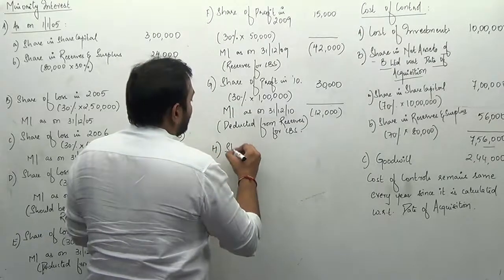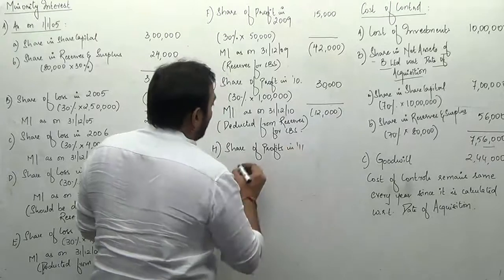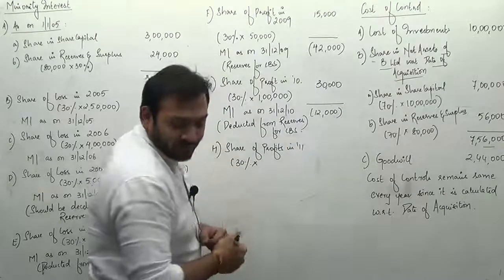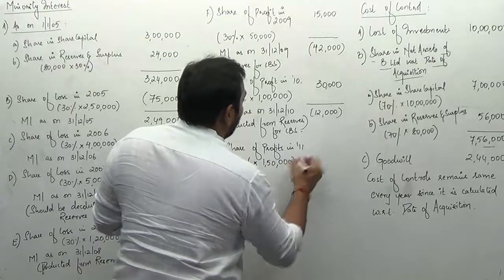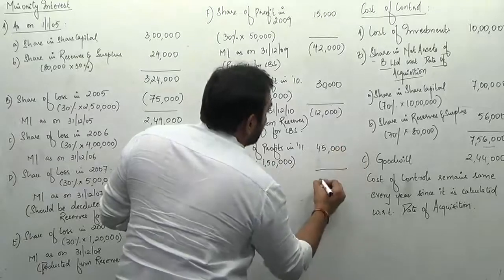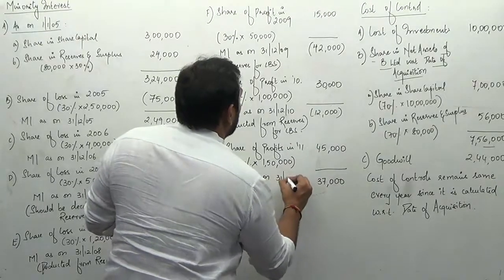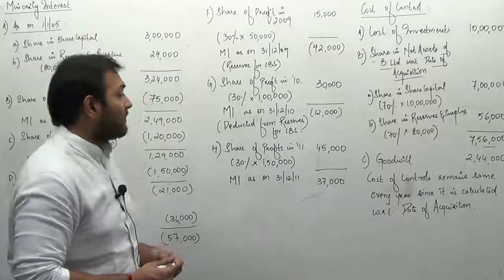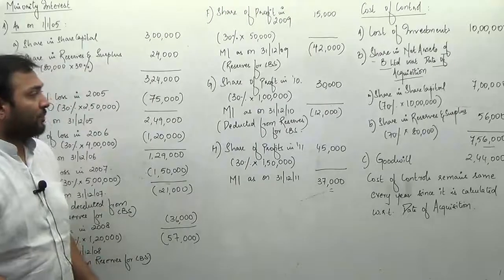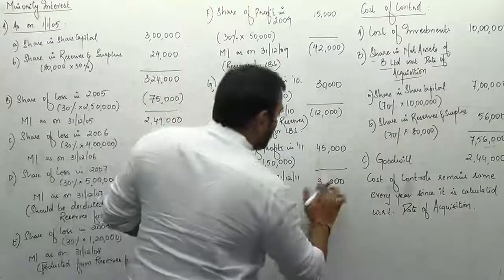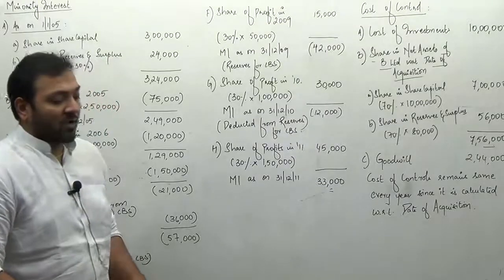Finally, share of profits in 2011. 30% of his share of profit in 2011 is 1,50,000, 45,000 positive. Guys, now you got a minority interest of a positive figure, 33,000. This will be reported in the balance sheet on the liability side for balance sheet as on 31st December 2011. Since you got a positive figure, you don't have to write it as adjusted against reserve. That will bring us to the end of the problem.